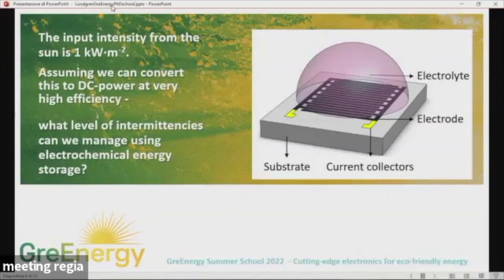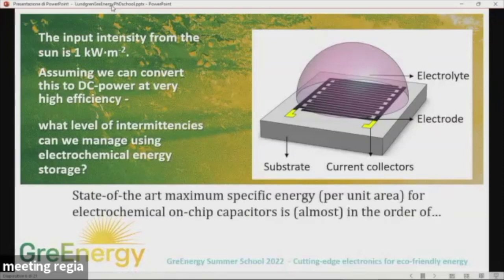Is that feasible? What kind of time constant can we hope to manage with this kind of electrochemical supercapacitor storage? So that's now a question. There will be an answer here for what might be possible if we look at the state of the art today and extrapolate a little bit, how much energy we can hope to store per unit area for this kind of device.